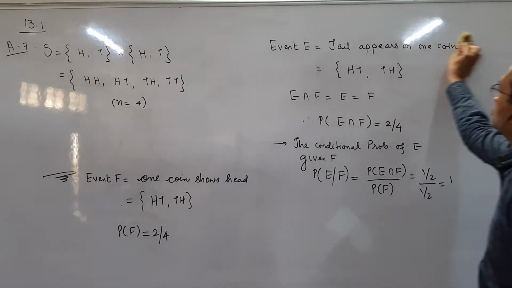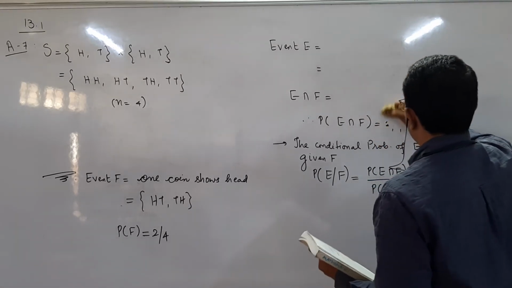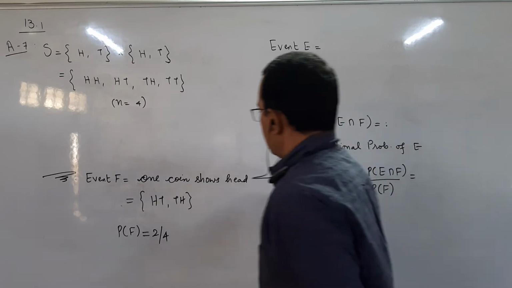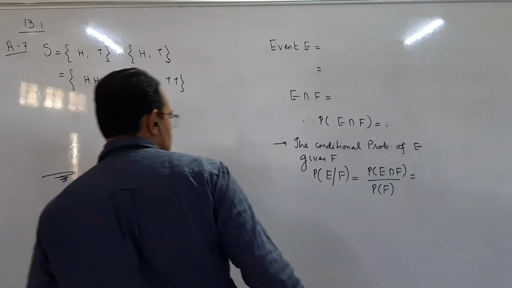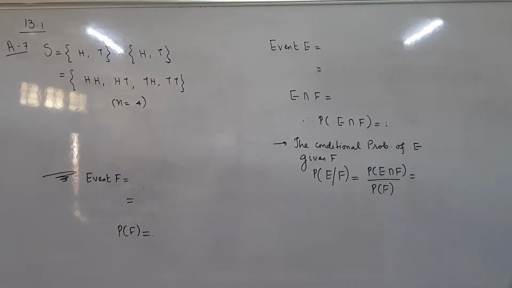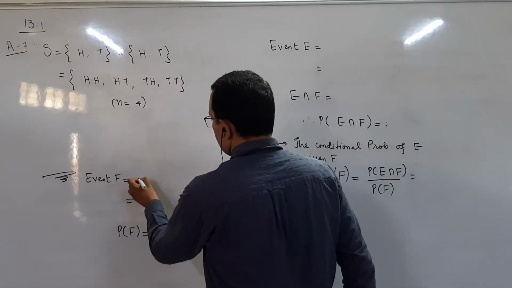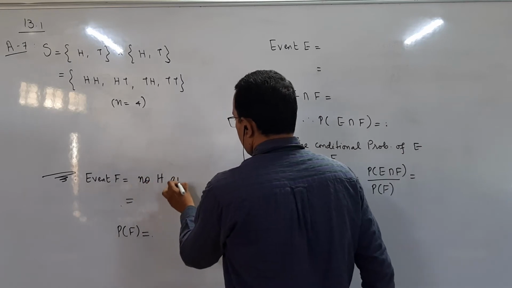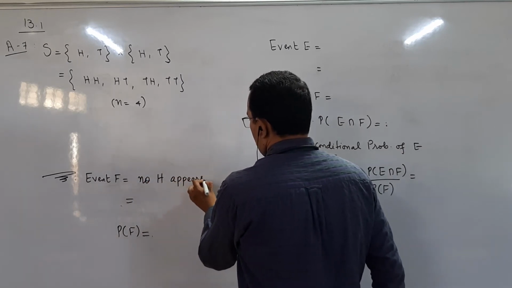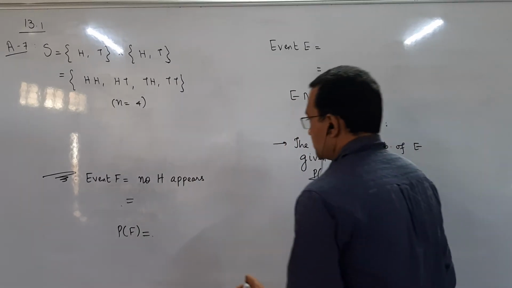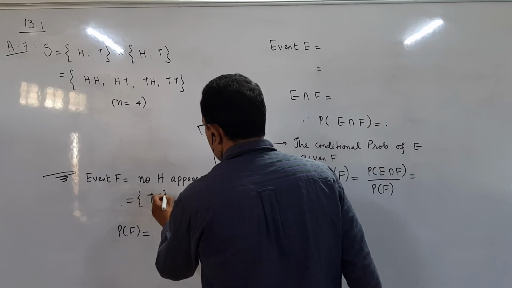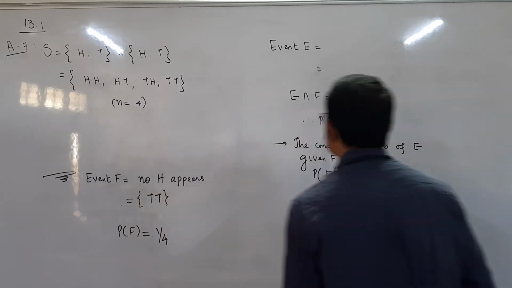Okay, let us do the second part of the sum. Now, event E and event F definitely change. Let us check, students, what are the given events. No head appears. No head appears means both are tails. So this is TT and this probability is 1/4.